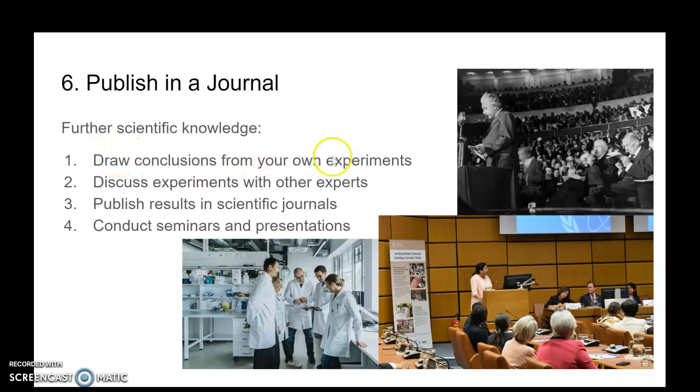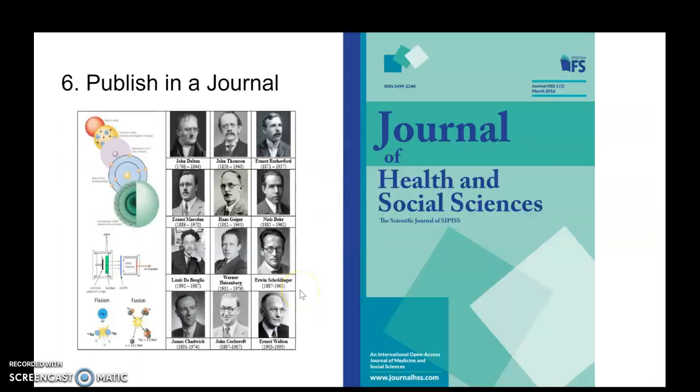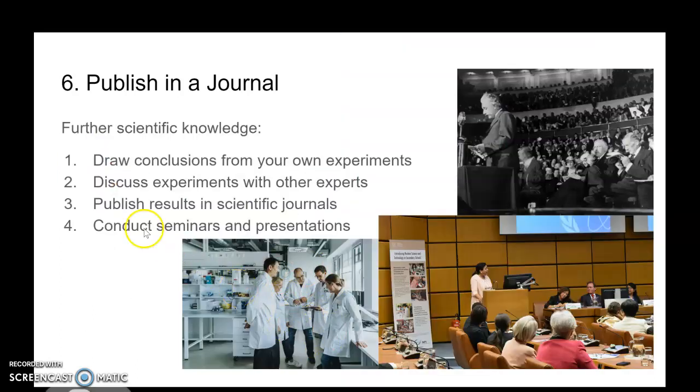You draw conclusions from your own experiments. You find out this seemingly new information. Then two, you discuss the experiments with other experts, like I have here in this photo at the bottom. You discuss with other scientists and say, hey, I found this. What do you guys think? Do you think this is accurate? Do you think this is true? And so you talk about it. This is very common in the research community. Scientists discuss things with each other all the time. And they're always collaborating.